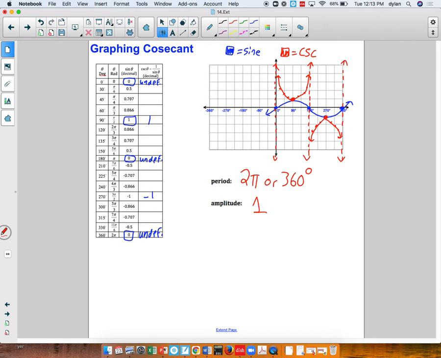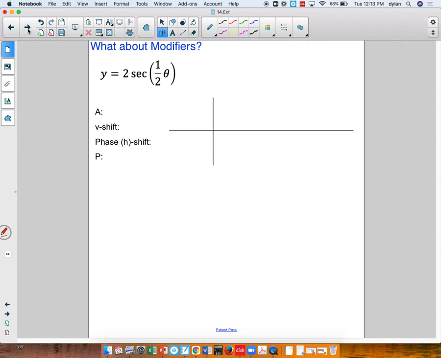So let's take a look at a couple examples here. On your handout, I want you to skip the discovering page for cotangent for a moment and go to example 1 on your handout, because we're going to look a little bit at modifiers, and we're going to look at secant, which operates much the same as cosecant, except secant is the reciprocal of cosine instead.